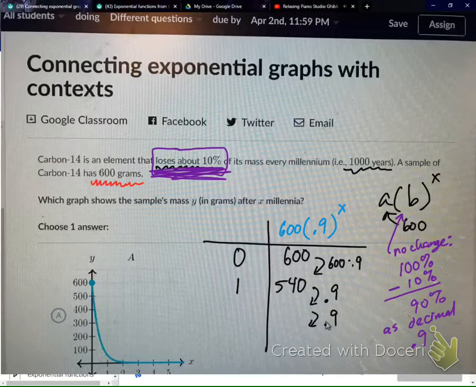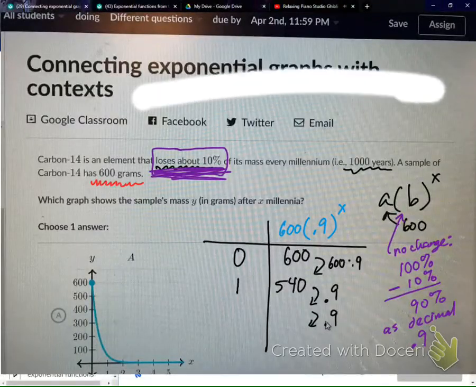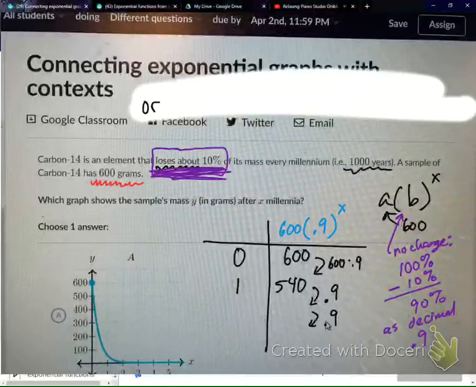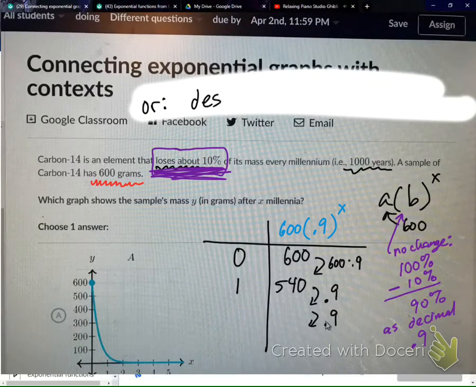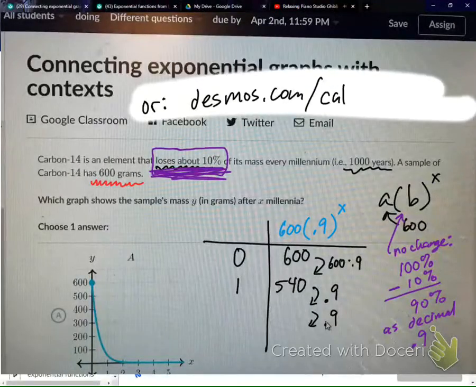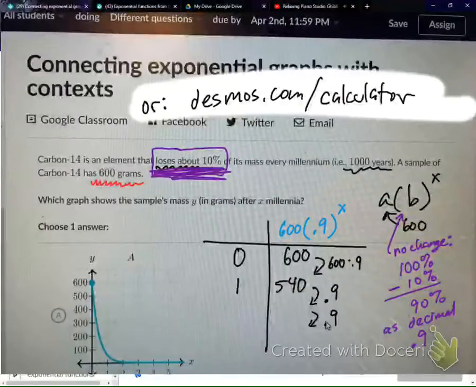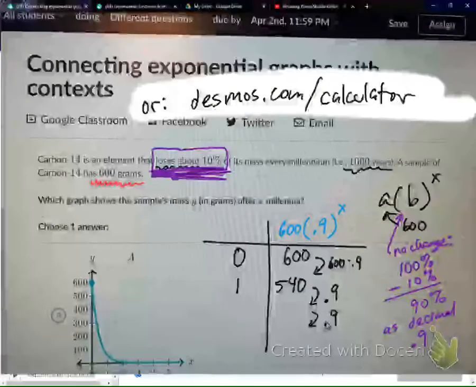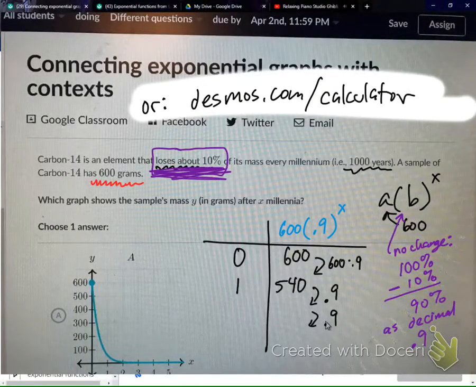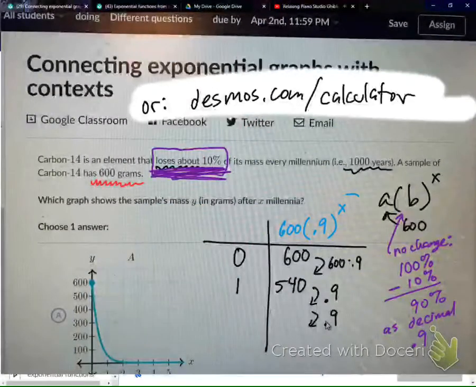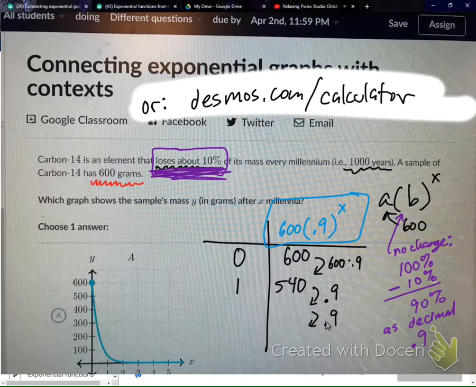Because we are looking for a graph, we are also able to use Desmos. So another option is, of course, desmos.com, and look at the calculator so we can see what that graph looks like. I'm not going to scroll all the way down to show you the correct answer, but that is more than enough information to either match points, the 0 and 600 and the 1 and 540, or to actually just enter that equation at Desmos to see what that graph would look like.